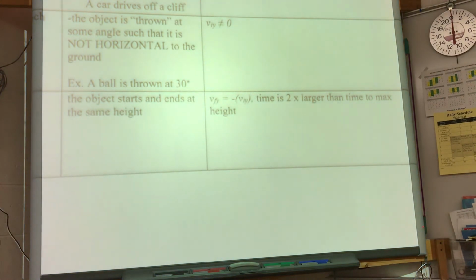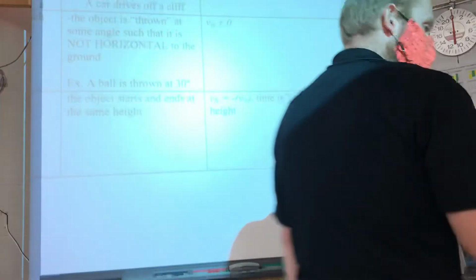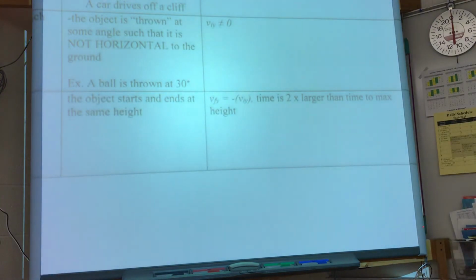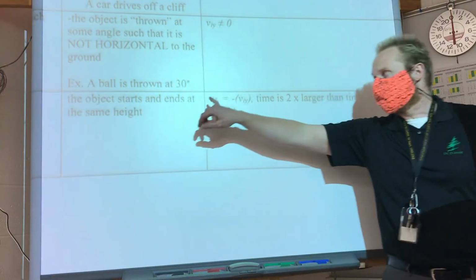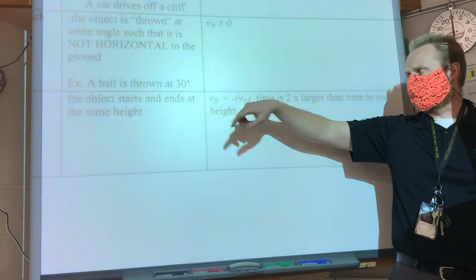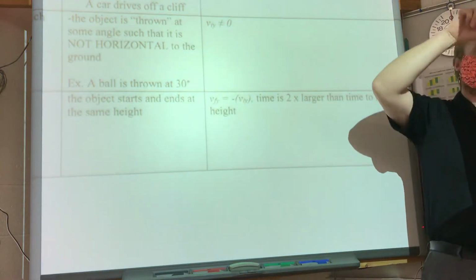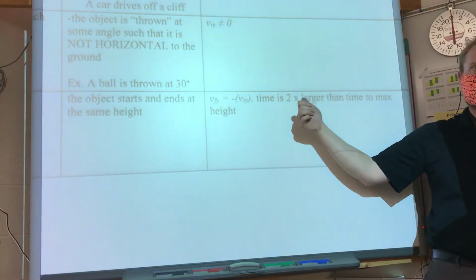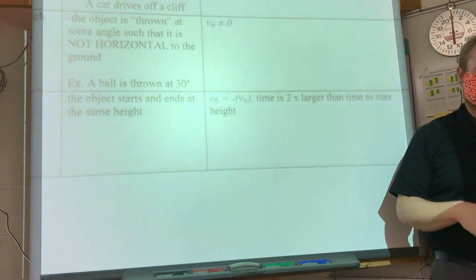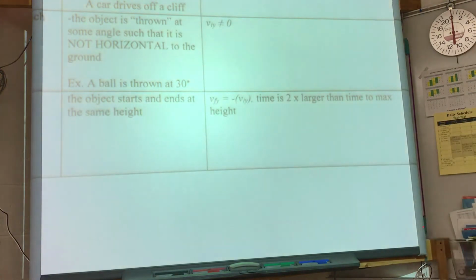Okay, so that's a projectile motion angle launch. Delta y is equal to 0. In a delta y equal to 0 problem, the object starts and ends at the same height. My final velocity in the y direction is equal to the opposite of my initial velocity in the y direction. And the total time is 2 times larger than the time it takes to get to max height. It's the exact same thing that we filled in.